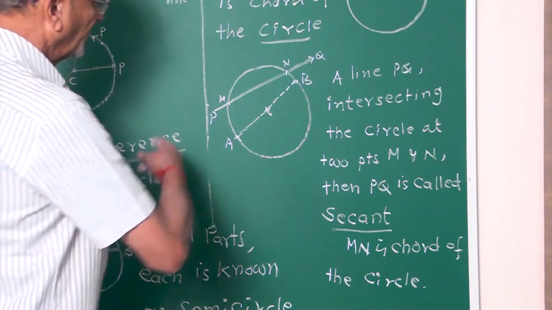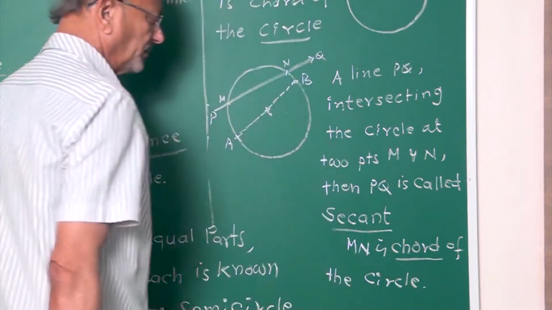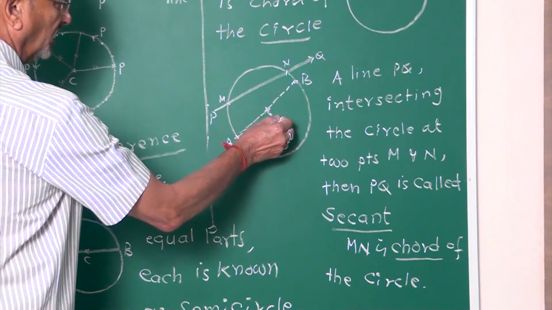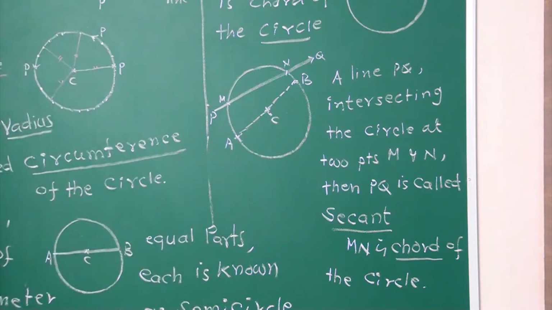This is secant line PQ. MN chord. AB diameter. This is center. And diameter is the longest chord.